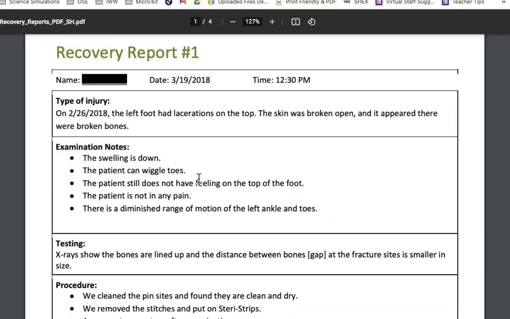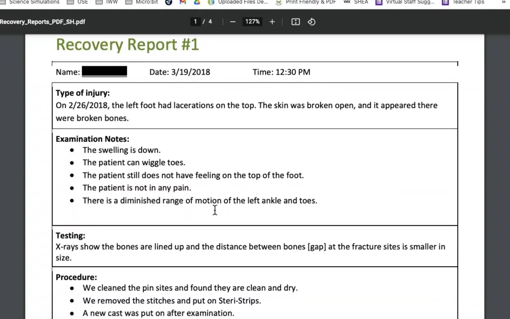Okay, here's our first recovery report. This is about 2 weeks later, I think. So on 2/26, he had the surgery, and he went back for that one visit to see what's going on. So we have swelling is going down, patient can wiggle the toes, no feeling still on top of the foot. Patient's not in any pain, and they can't move their foot like they used to. There's a diminished range of motion that they can move their feet and toes.